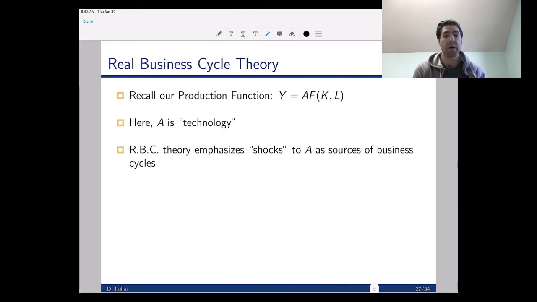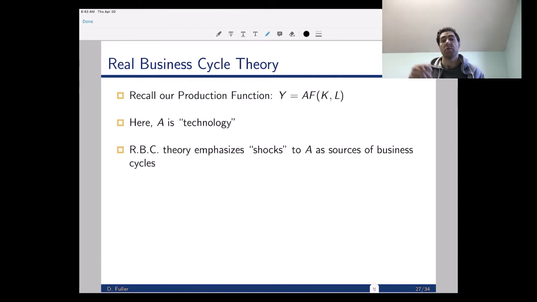So our first explanation is what is called real business cycle theory, or RBC. And the idea of that is to use this notion of technology that we had discussed when we talked about economic growth, which is to say I have capital and I have labor, and I combine those to produce output. And A is this intangible thing that tells me how good this economy is at combining capital and labor to produce output.